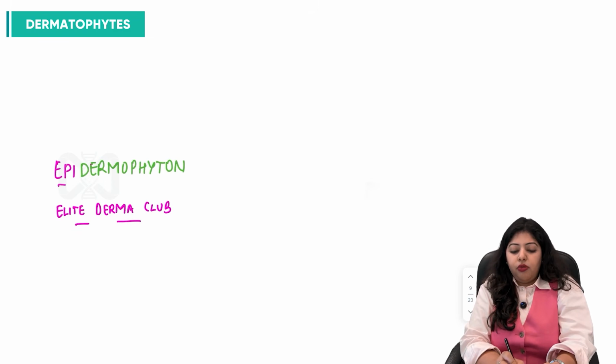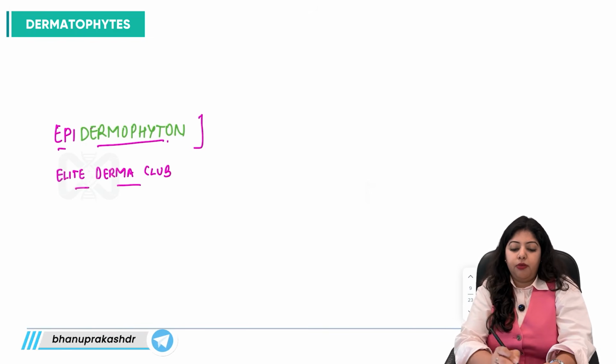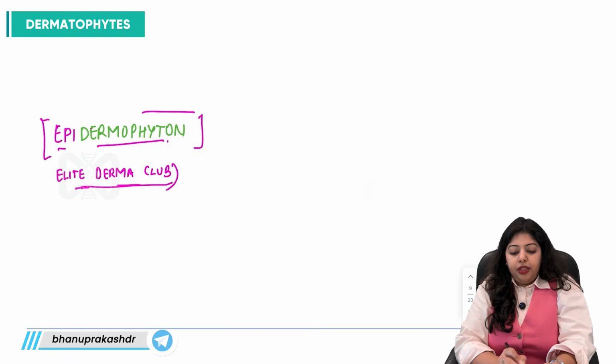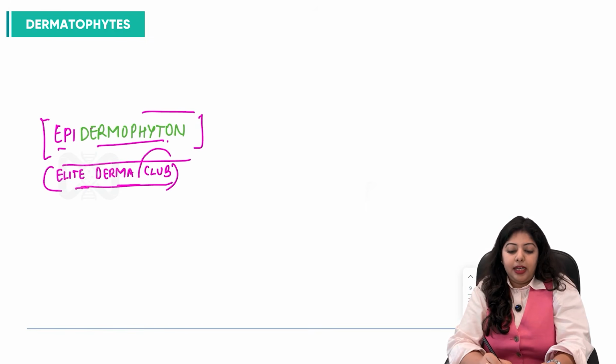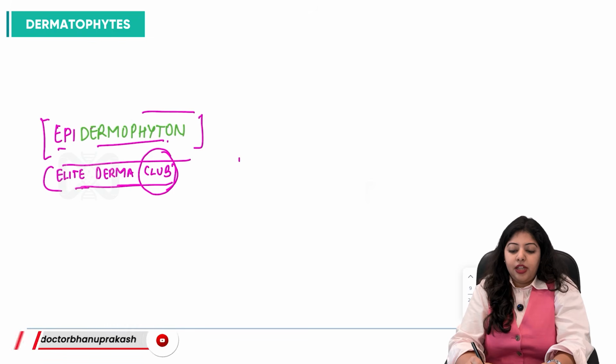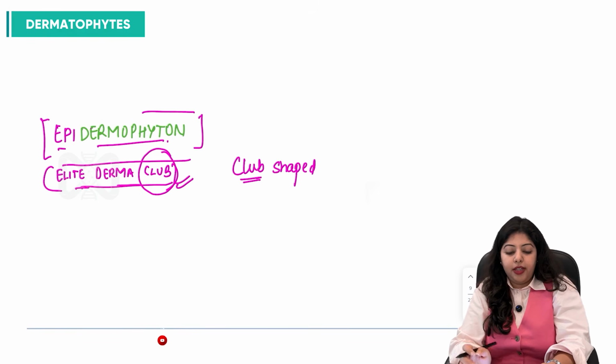And then let's move on to the third type of dermatophyte, that is the Epidermophyton. For Epidermophyton, I have a mnemonic which is Elite Derma Club. Firstly, club. Club stands for the macroconidia, which is the shape of the macroconidia, club-shaped. This takes up the first portion of the mnemonic, right?